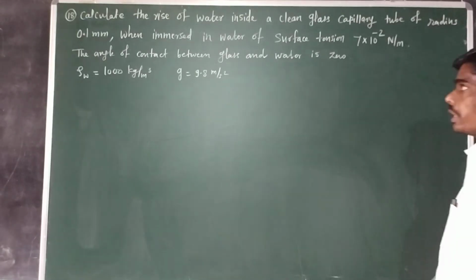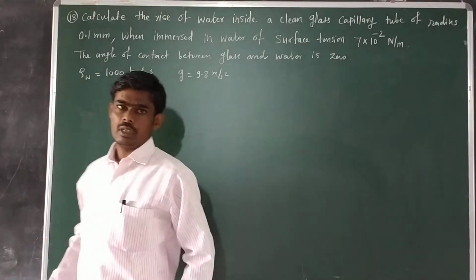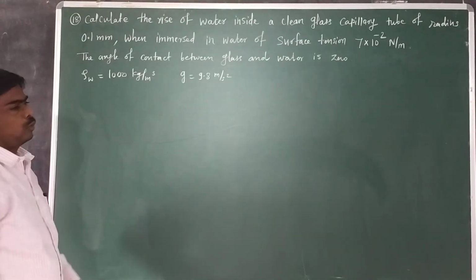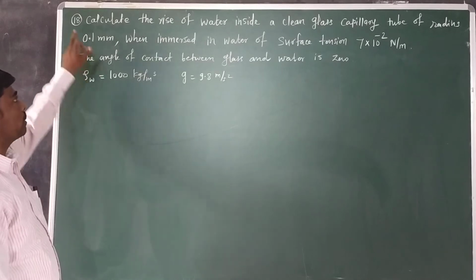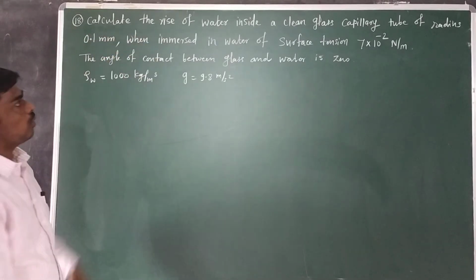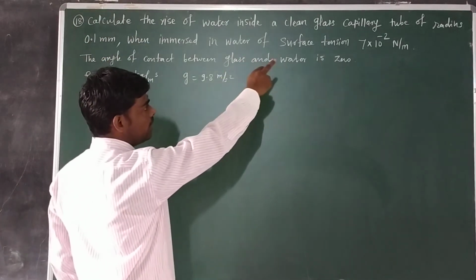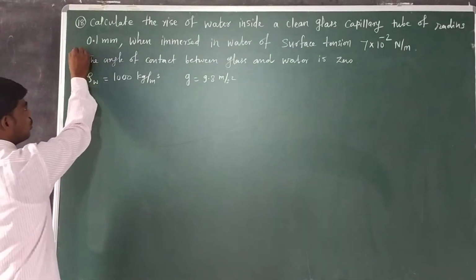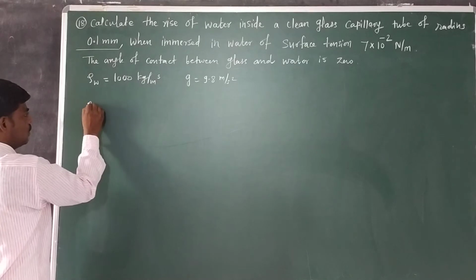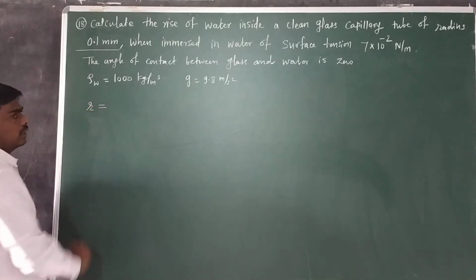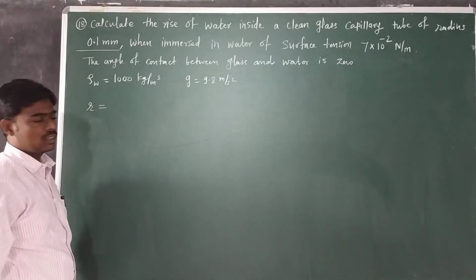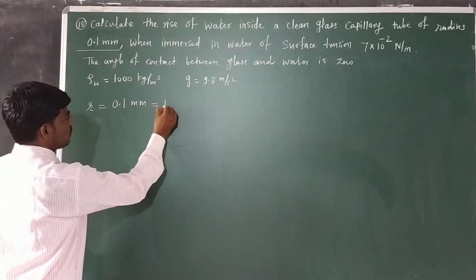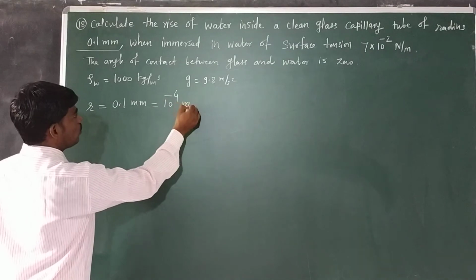This is problem number 18 from chapter Mechanical Properties of Fluid from Maharashtra State Board book. Problem number 18. Calculate the rise of water inside a clean glass capillary tube of radius 0.1 mm. So I will correct here data. Radius of glass capillary is given to you 0.1 mm, means 10 raised to power minus 4 meter.